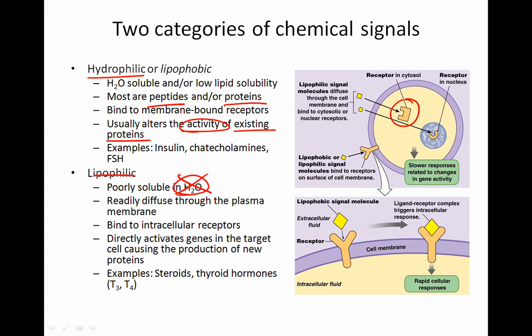and trigger the transcription of new genes, which results in new proteins. So we make new proteins in general with lipophilic molecules. Intracellular receptors, new proteins. Examples include the steroids and thyroid hormone. So far, everyone with me?